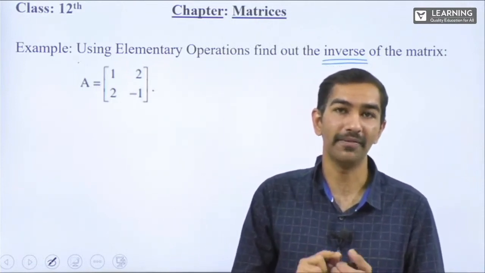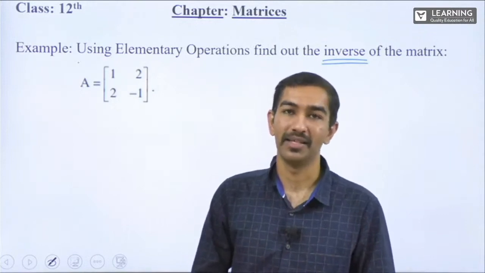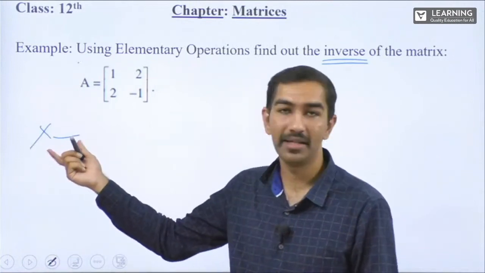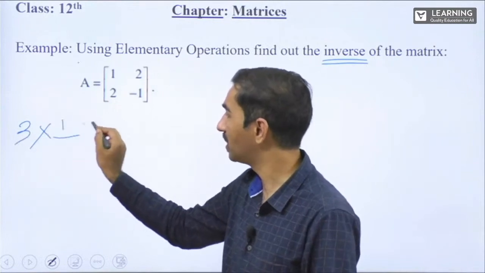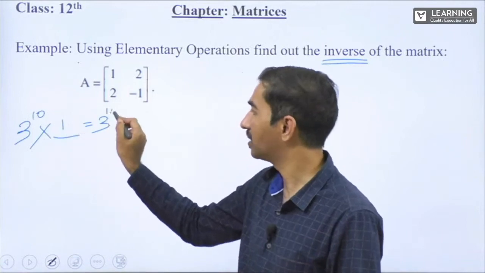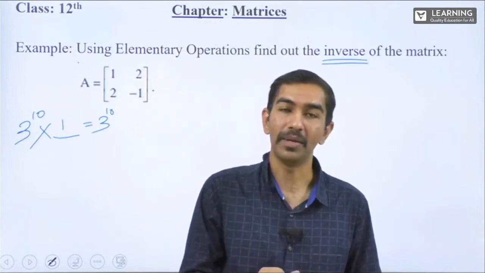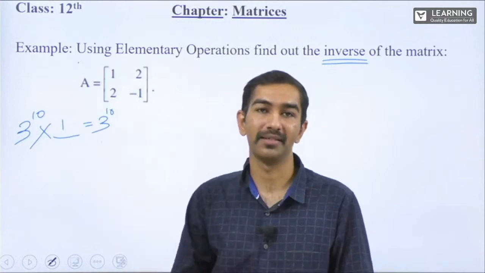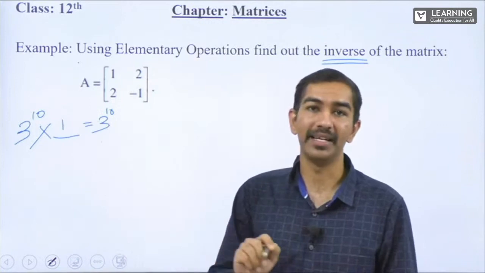What is the meaning of multiplicative identity? Multiplicative identity is a number, and any number multiplied with it stays the same. Let us take 3. 3 into 1 is equal to how much? 3. Take 3 to the power of 10 into 1, that is 3 to the power of 10. No matter how big or small the number is, if you multiply it with 1, you will get the same number as the product. Therefore we call this one the multiplicative identity.